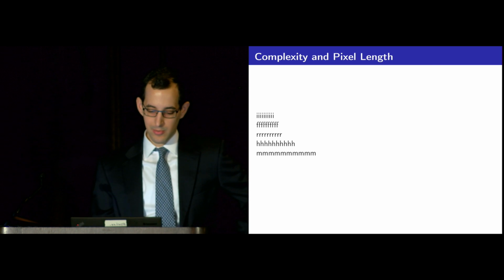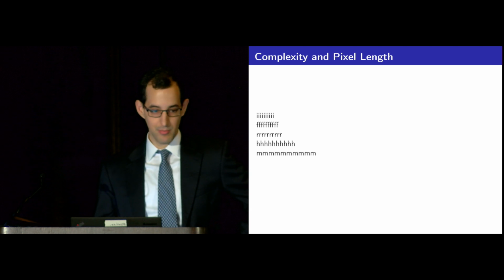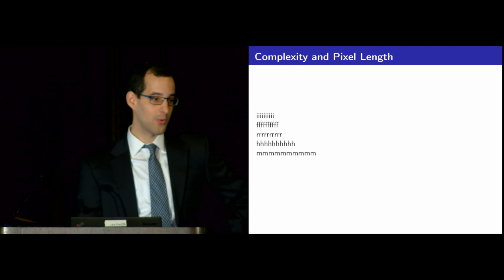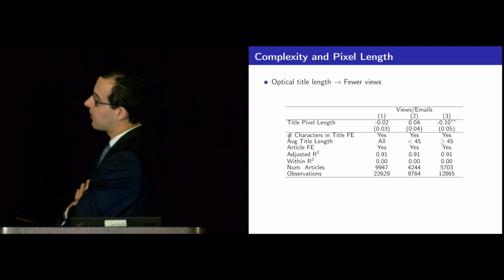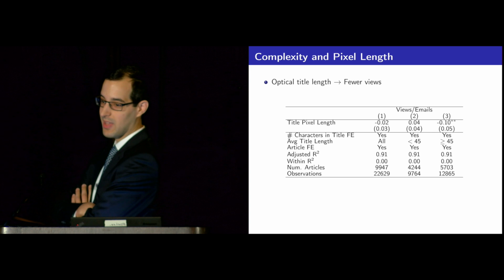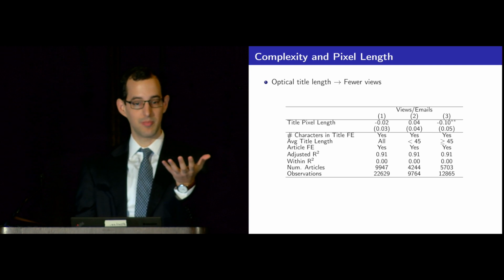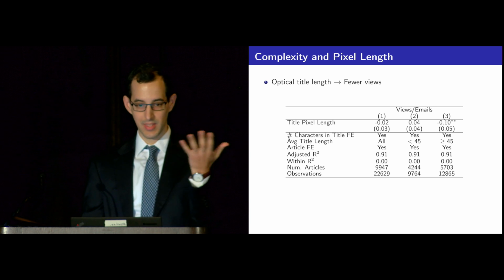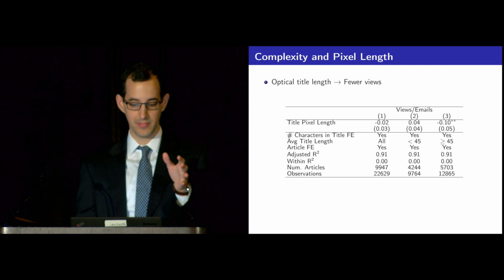I can even do a pixel test, where I look at the fact that I's have less pixel length than M's, and this is going to show up more when you have more characters or longer titles. So if I look at column 3, only titles that are longer than 45 characters, I'm getting almost the same relationship. So perhaps there's some visual complexity or heuristic that people use, but they seem to focus on shorter titles more than longer titles, regardless of the information.